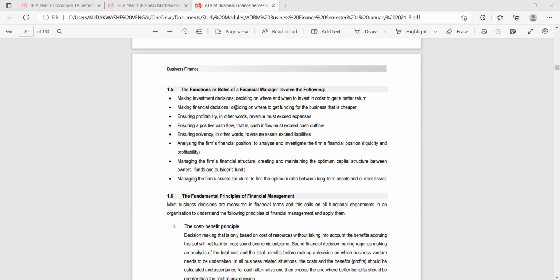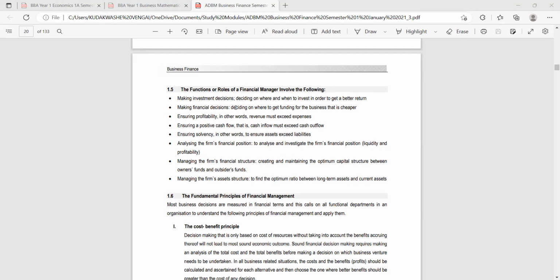Then a finance manager ensures that a company is profitable, ensures that all of the sales, the revenues, the income that is coming in, should always exceed the expenses. Because if it does not, then the company is making a loss, and then the company should not continue operating. So that's one of the key roles of a finance manager. He also ensures that there is cash flow. Now, there is a difference between profit and cash flow.